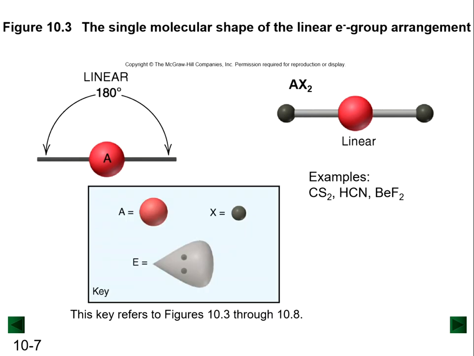Let's look at this by group. So we'll start off with the linear group. In this case, if we have AX2, and there are only two electron groups around the central A atom, the molecule will be linear. Examples of this include carbon disulfide, hydrogen cyanide, beryllium difluoride, and many others. And in this case, we see that the bond angle is indeed 180 degrees.